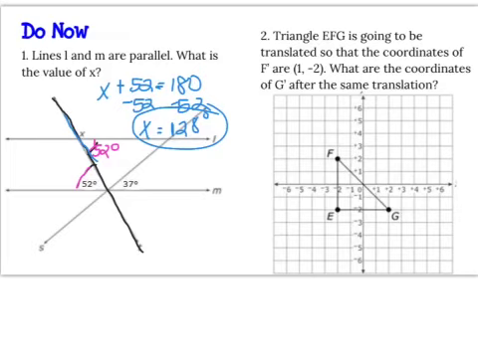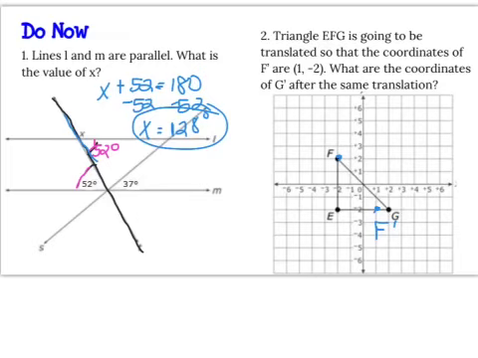For number two, we're talking about translations. So this triangle was translated so that F prime is going to land at 1, -2. I'm going to go ahead and mark that. Right there is where F prime lands, which means this original F has moved. I want to know under the same translation, where would G prime be? In order to figure this out, I first have to figure out what the translation was.